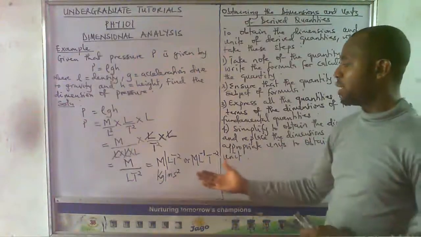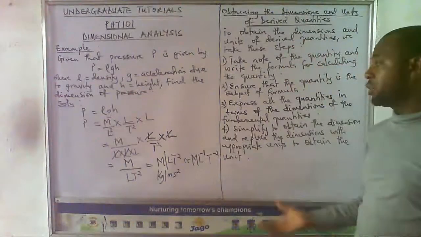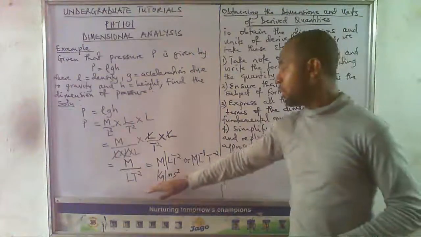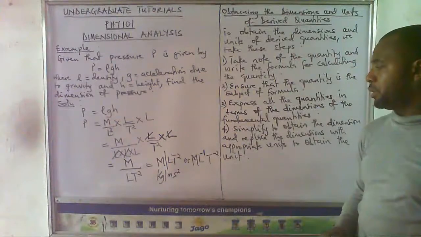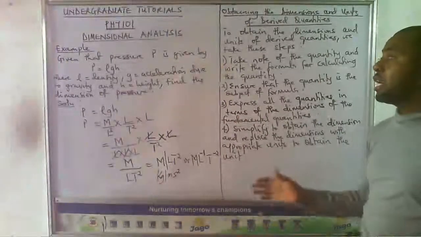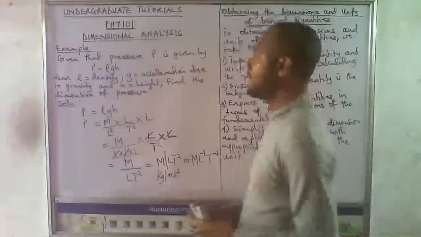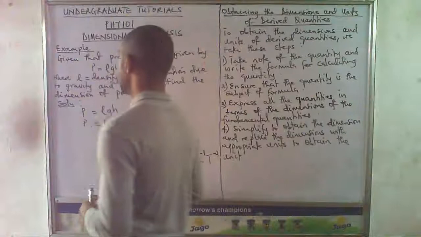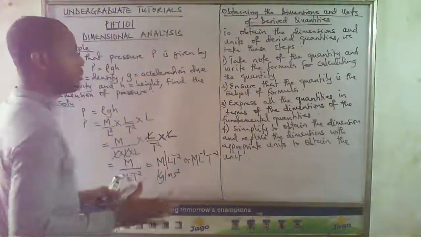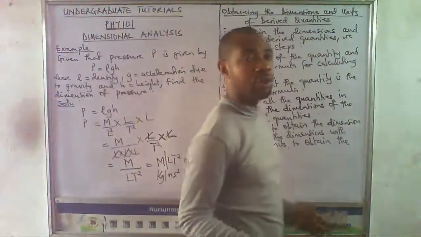The question says just the dimension of pressure. If we are required to obtain the unit, it means we are going to get to this point. All right, that's all for now. We still have so many examples to solve as far as dimensional analysis is concerned. So we have looked at example 1, and we are going to look at example 2 when we return from this break.